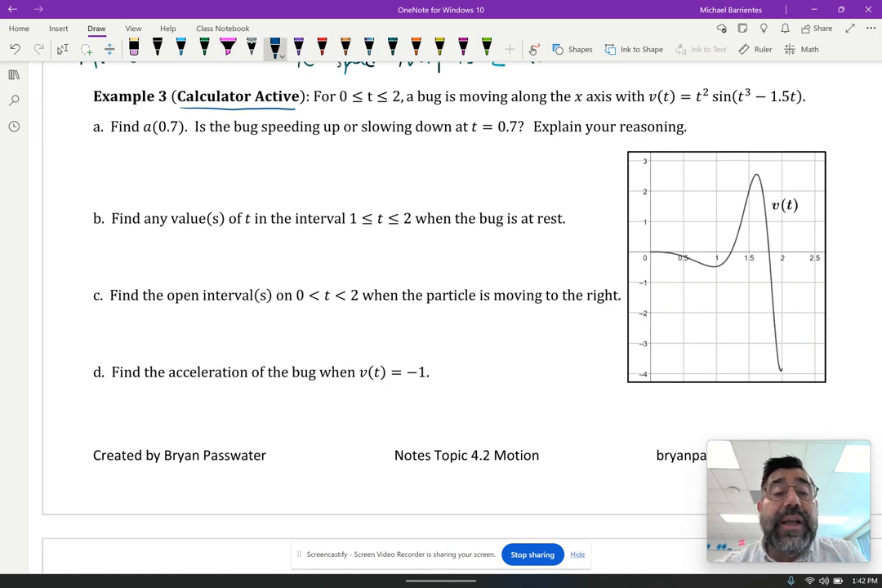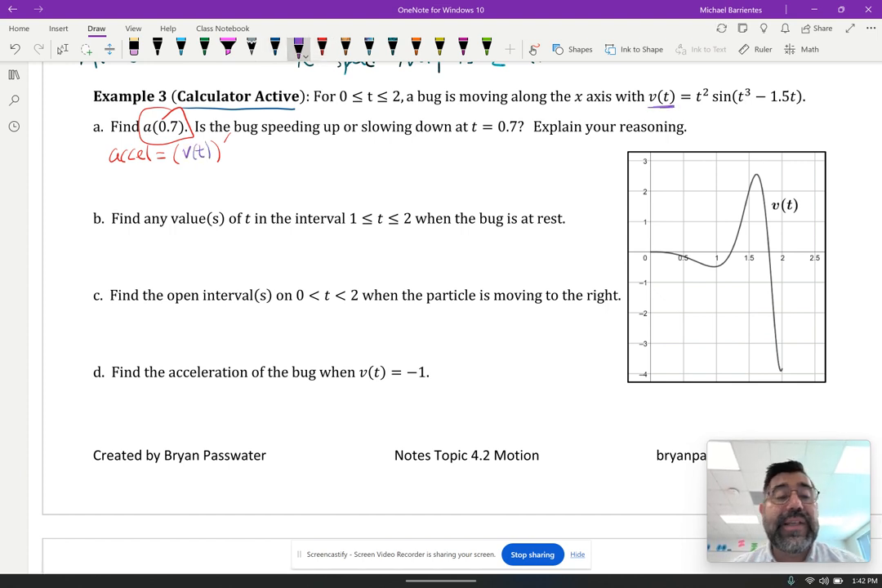So part 4 times between 0 and 2. A bug is moving along an x-axis. That means it's only moving left and right, with a velocity v of t equal to t squared times the sine of t cubed minus 1.5t. Find a of 0.7. Well, this would be the acceleration, and the acceleration is the derivative of velocity.